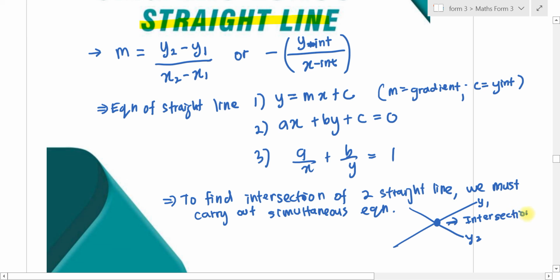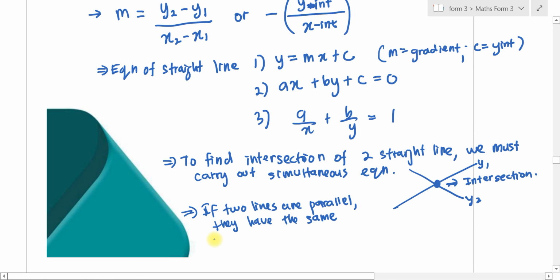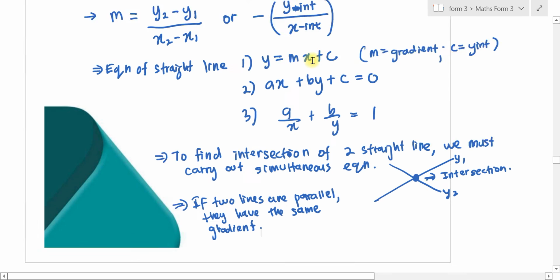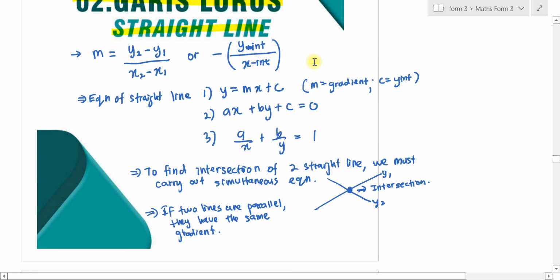And finally, if two lines are parallel, they have the same gradient. Remember that. If two lines are parallel, they have the same gradient. Copy all these important things before we try out the questions.